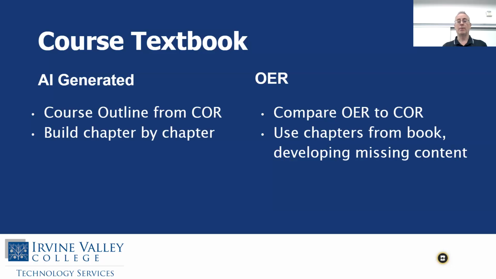I tried to build it chapter by chapter using the course outline of record. And again, it gave me lots of outline, but it didn't fill in the gaps and it didn't write it in a way that I found even really readable. It would be fine if your chapters are a page or 2 long. It wasn't fine for writing a 20-page chapter. So then I very quickly shifted over into using an OER textbook.